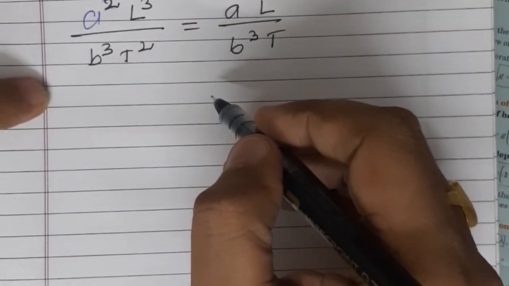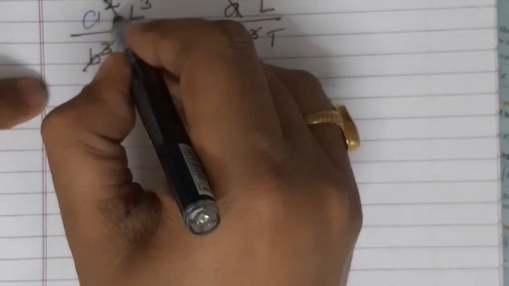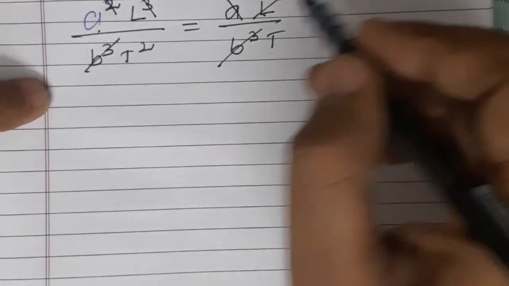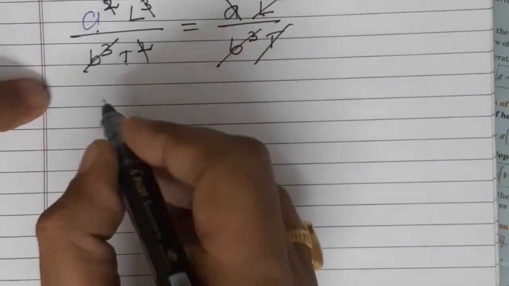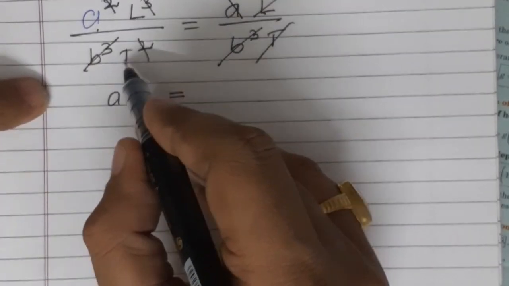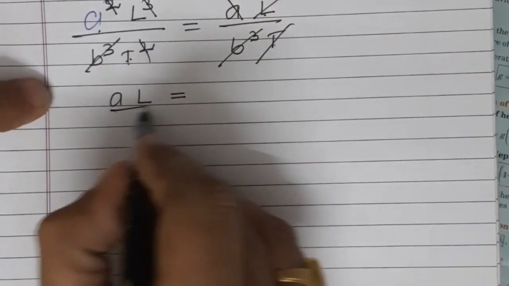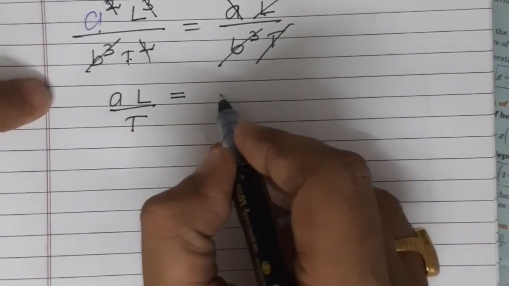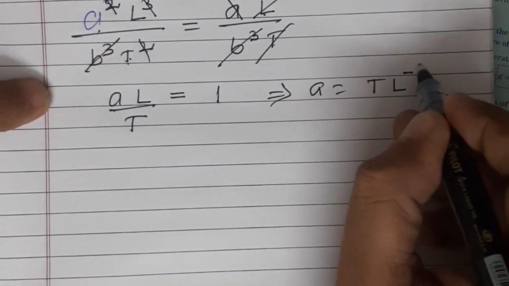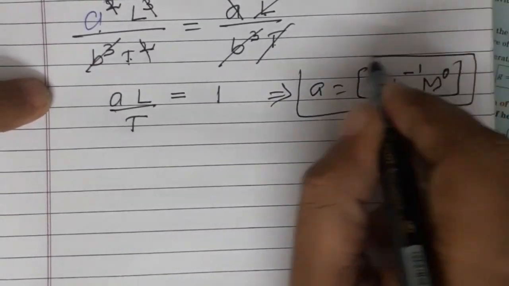Now if I compare these two, you can see that b cube will get cancelled out. One a will also get cancelled out. You are left with only a over here, L square with L cube and T square with T. So you're left with a L equal to T square, and when one T gets cancelled out, this T will come over here. Or in the first step, you can write a equal to T L minus 1. Because there is no M, M will be 0. So we got the dimensions of a.